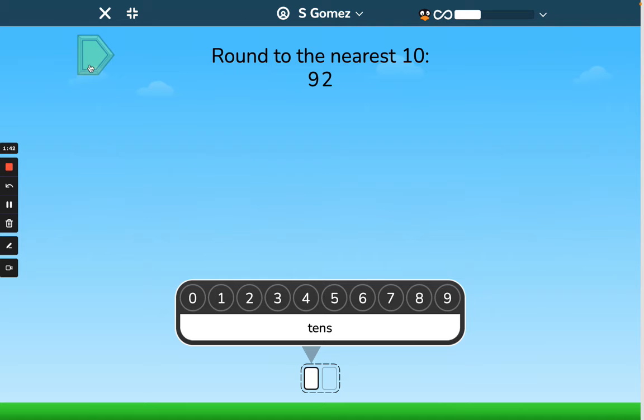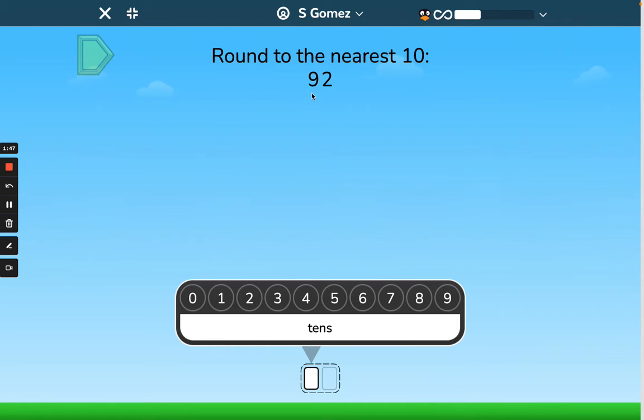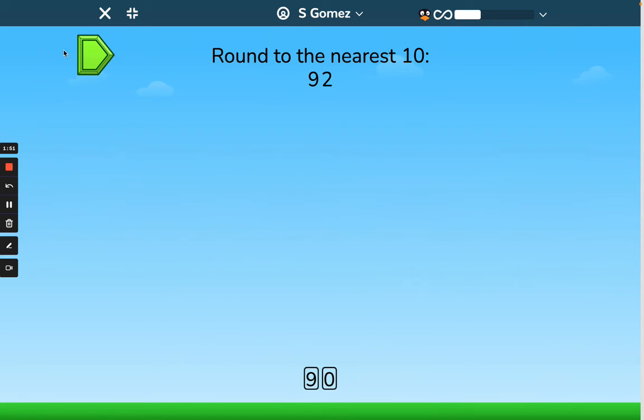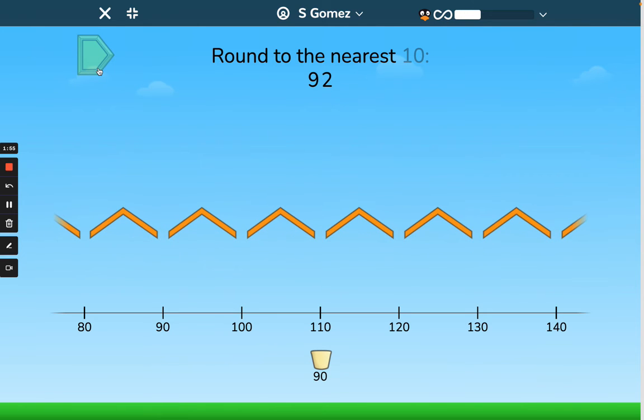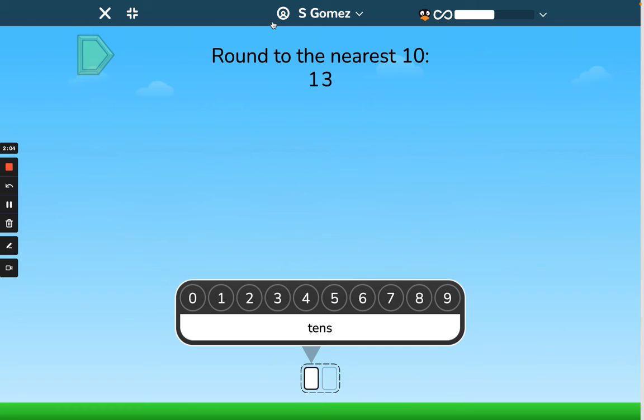So rounding 92 to the nearest 10. Same strategy. Look at the number in the tens place, we have a 9. The number in the ones place is a 2. So it tells us that we are going to round down to 90. All right. Same thing. Remember, you can always visualize the number line or look at the number line in your classroom. And we'll do one more example.